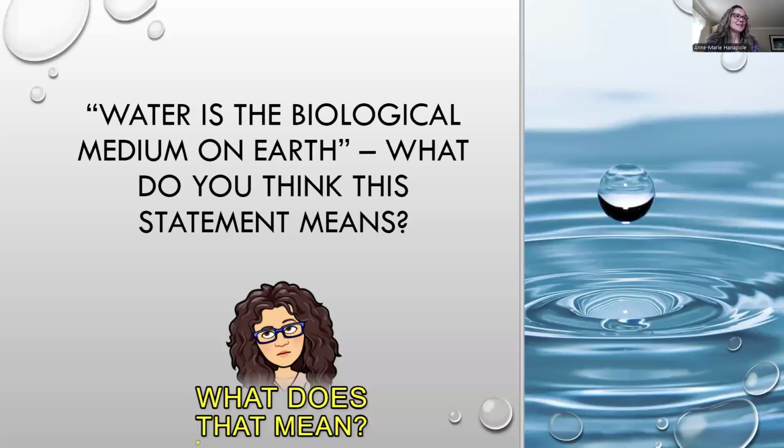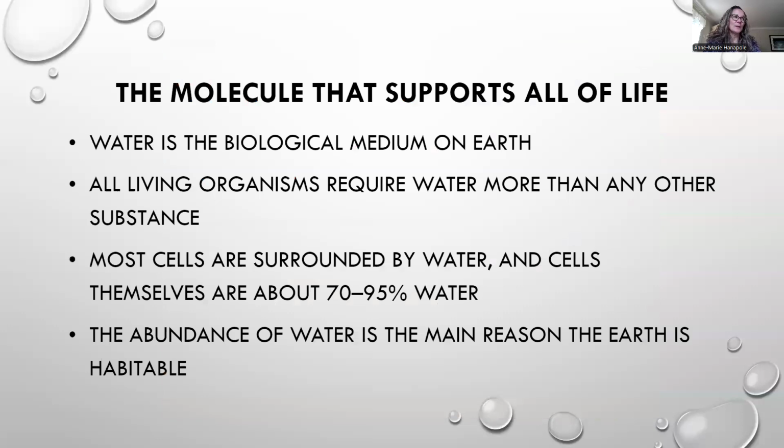So we talked last class about water being the biological medium on Earth. So you want to think about, what does that statement mean? What does it mean that water is a biological medium on Earth? What it means is the molecule can support life. It is the medium for all of those chemical reactions to take place on the planet. We need water so that those molecules can move around and they can allow those chemical reactions to take place.